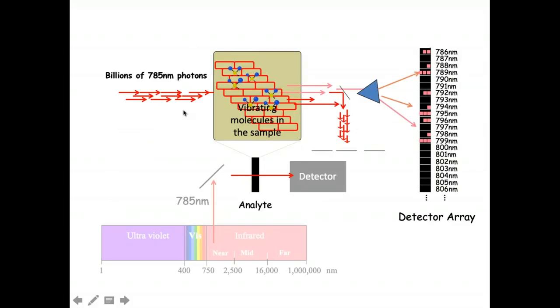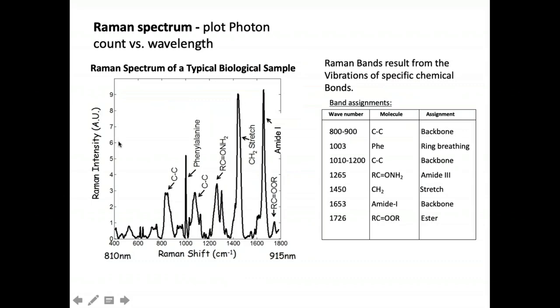This is Raman. We put a lot of photons here, and then we filter them and count. If we have 785 nanometers, some of these molecules will change in their wavelength, and we count how many photons are at 789 and at different wavelengths. And so we get this kind of result.